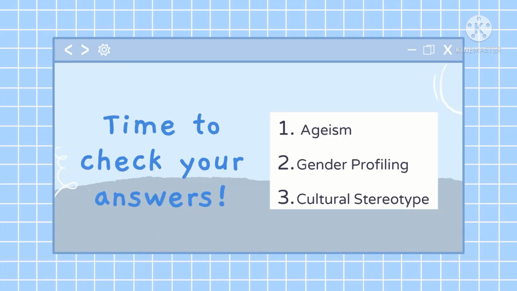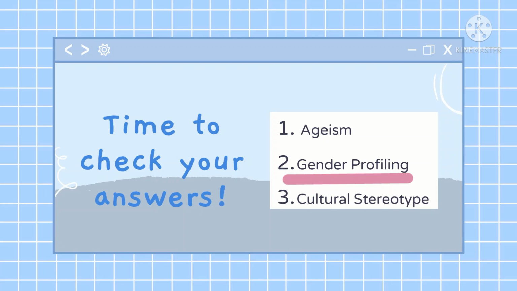Time to check your answers. In number 1, the picture shows ageism. It is because there are people who discriminate students who are far older than them. Despite that, we should encourage them and continue to support them to finish what they love so we can all achieve our dreams.